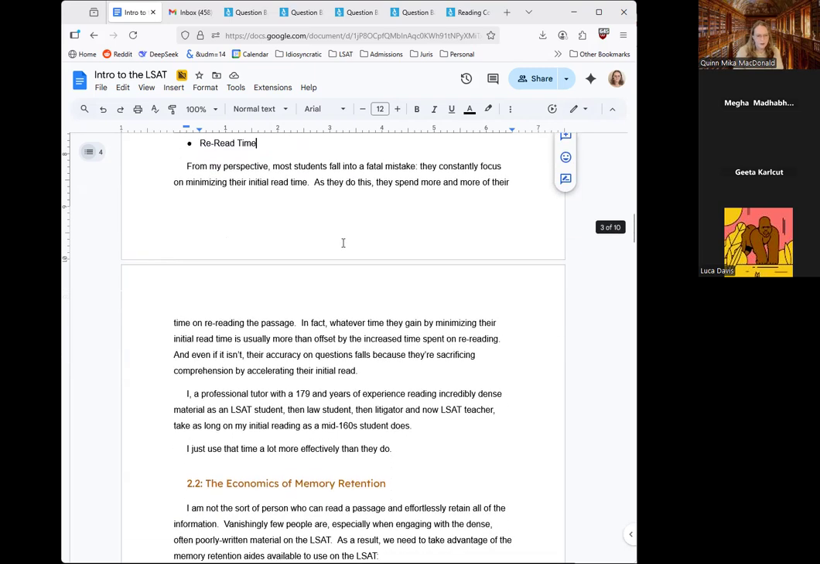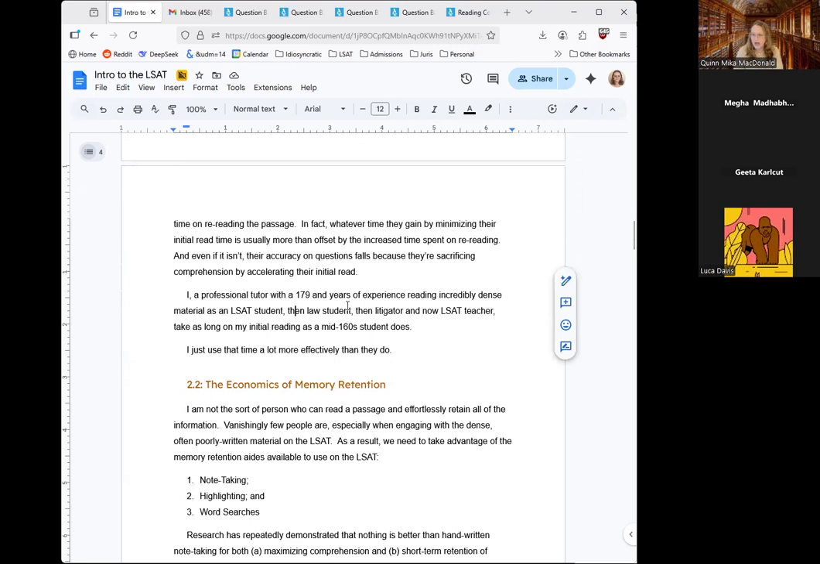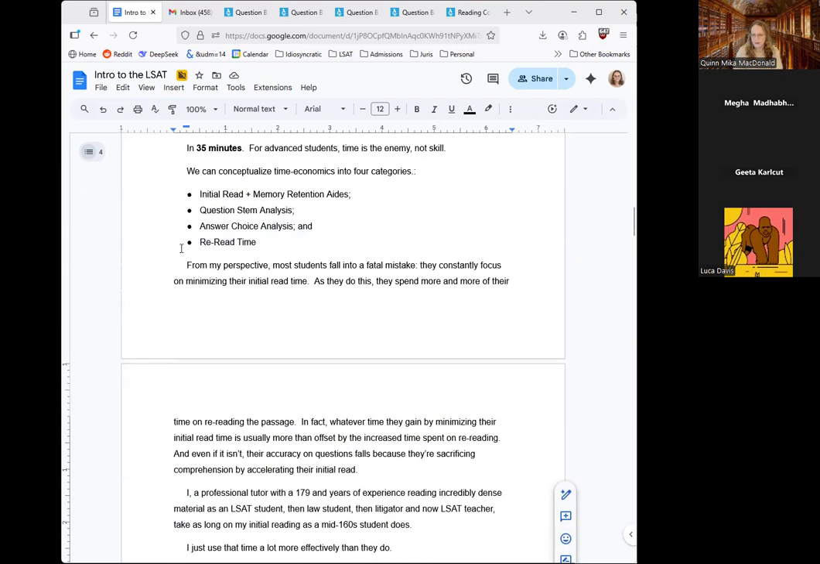All right. So I always like to point out, I as a professional who does this, and with a 179, often take as long on my initial reading as a mid 160 student does. I just use that time much more effectively than they do. And as a result, I fly through questions where they struggle and have to reread.